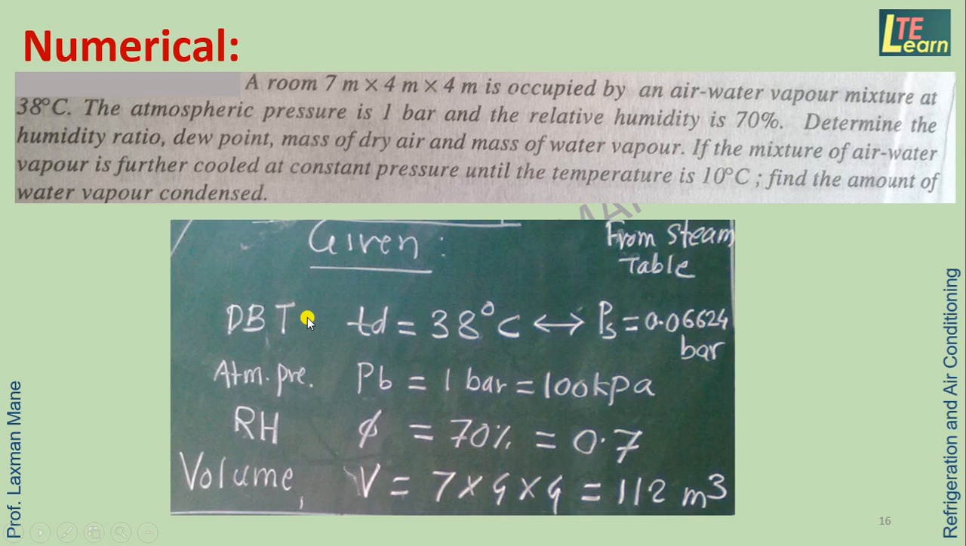So let us first of all enlist the data. Dry bulb temperature 38 degrees Celsius. Here from the steam table, the corresponding value of saturated pressure PS in bar is written. Atmospheric pressure PB is given numerically as 1 bar. Relative humidity is 70% and volume of the room. Dimensions are given, so we find this by multiplying, we get it in meter cube.